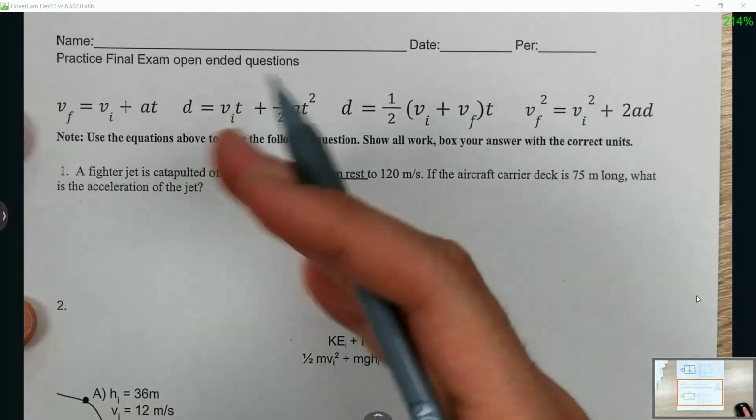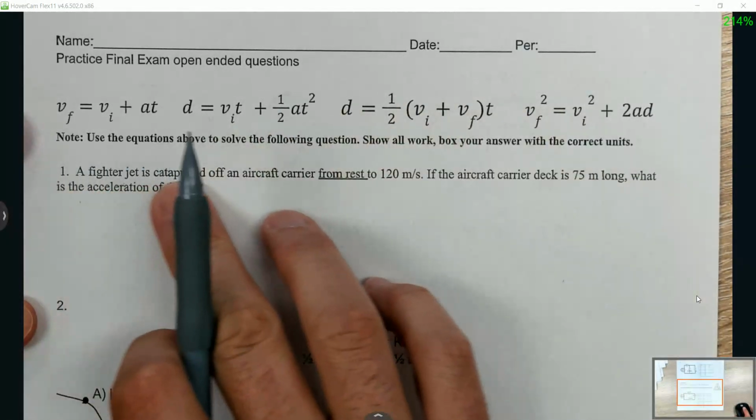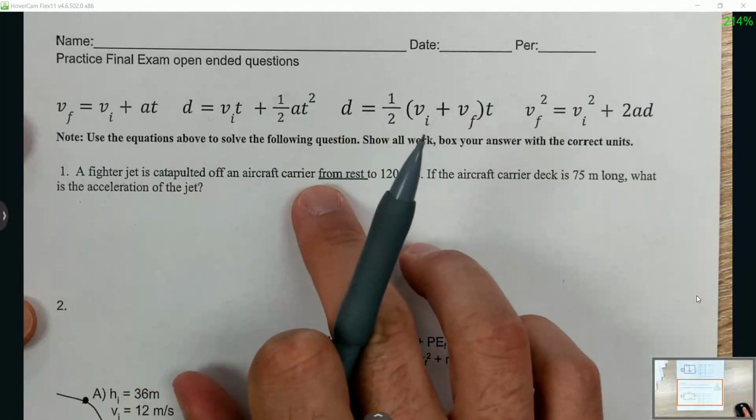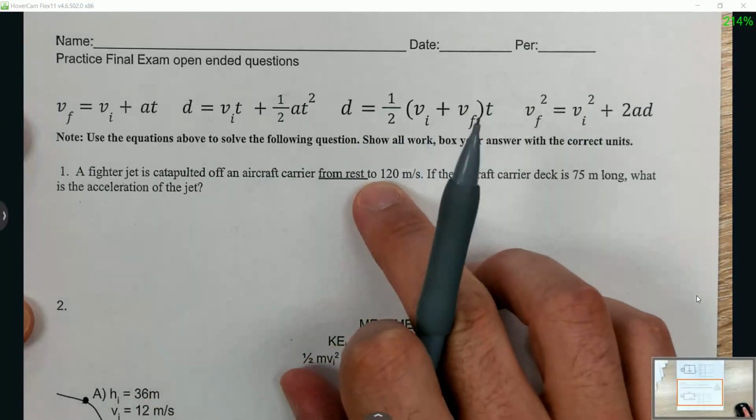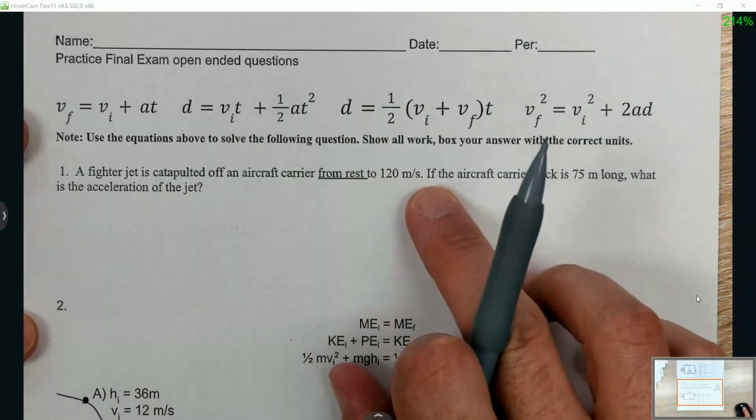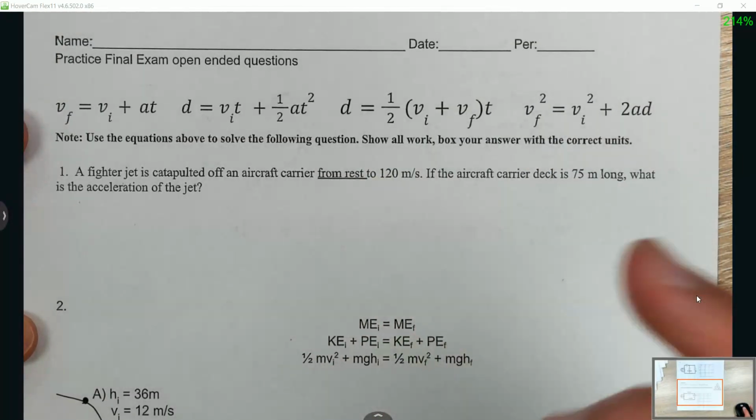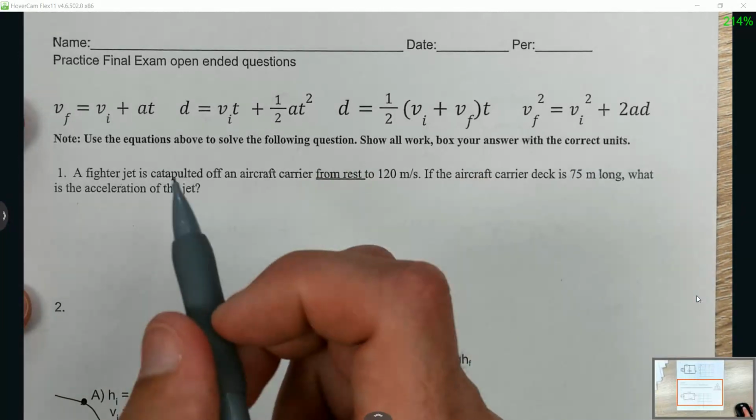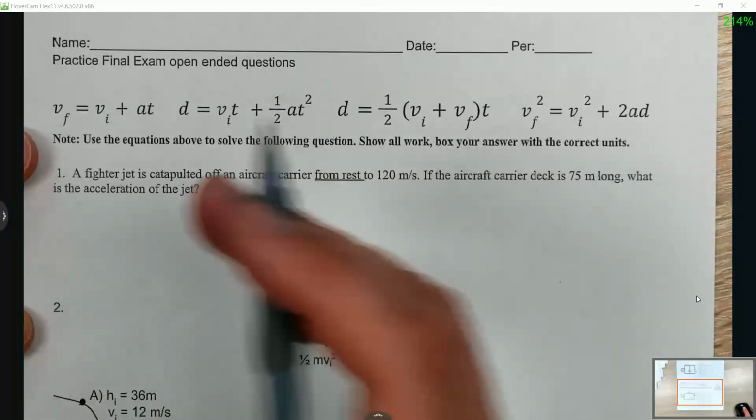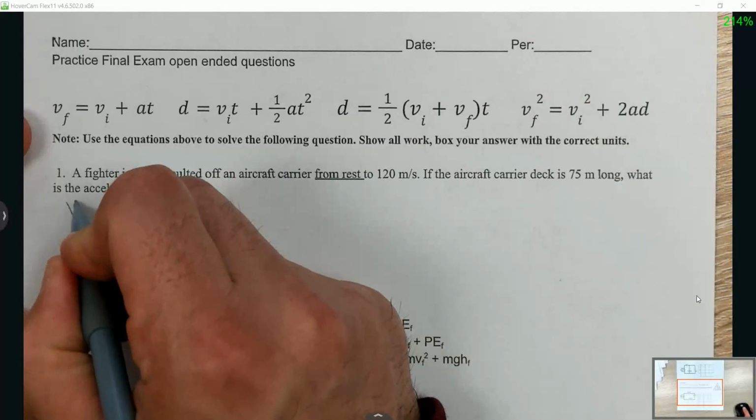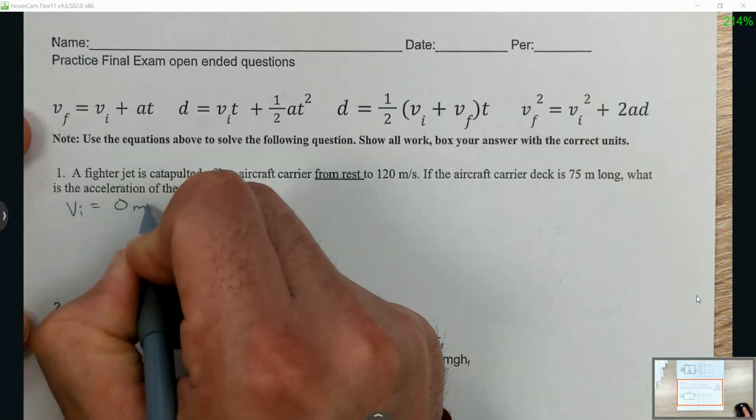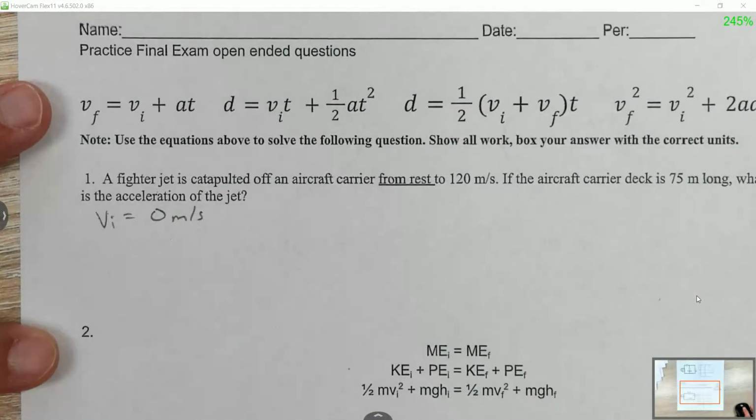All right, so a fighter jet is catapulted off an aircraft carrier, starting from rest and getting up to 120 meters per second. If the aircraft carrier deck is 75 meters long, what is the acceleration? Anytime you start from rest, your initial velocity is 0. So first thing you got to do is write that. That will count as a point.